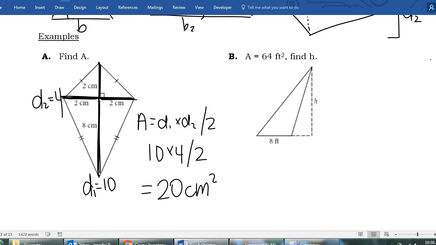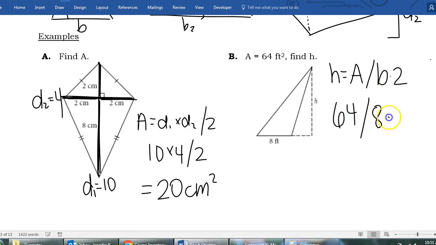Letter B gives me a triangle. And it tells me the area of the triangle is 64 square feet, and I want to find the height of the triangle. So to get the height of the triangle, my formula is that I take my area, divide it by my base, and multiply it by 2. So my area is 64, divided by my base is 8, times it by 2. 64 divided by 8 is 8. 8 times 2 means that I have 16 feet for the height of my triangle.